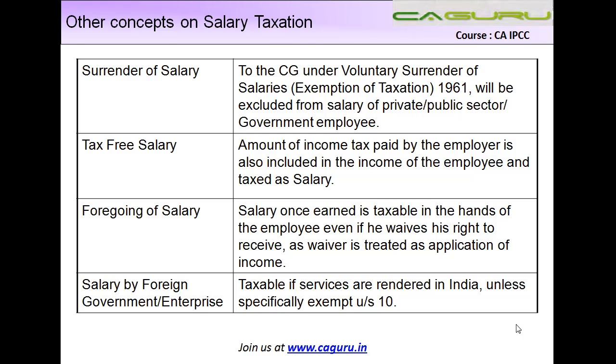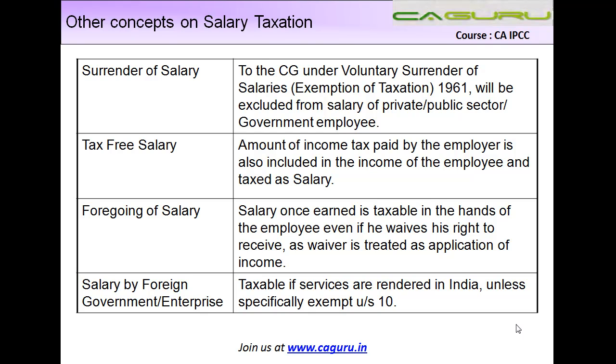So it's not any and every surrender of salary which is exempt from taxation. It is only if you surrender your salary to the central government under voluntary surrender of salaries exemption of taxation act 1961, so that it is excluded from the salary of private/public sector/government employees.